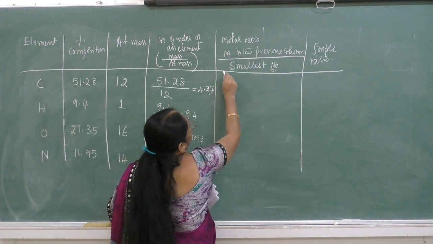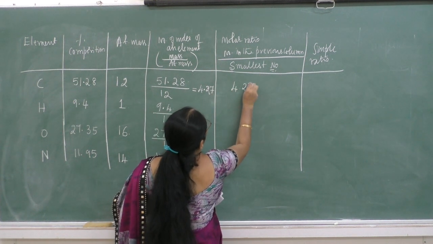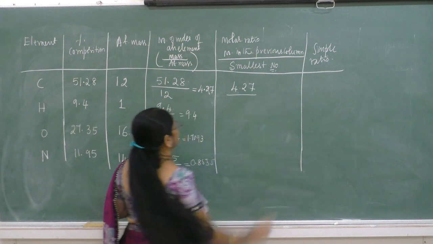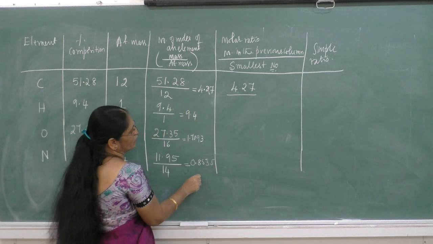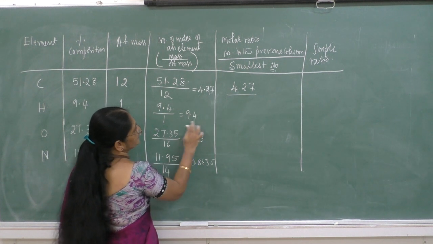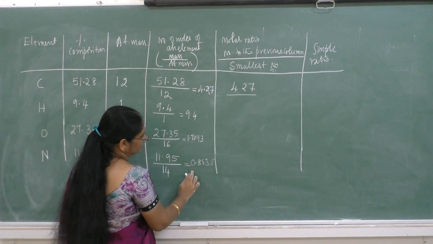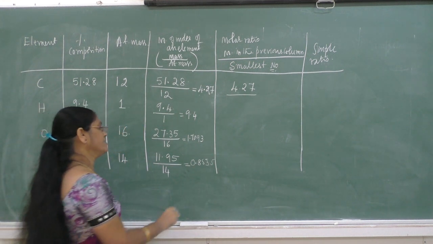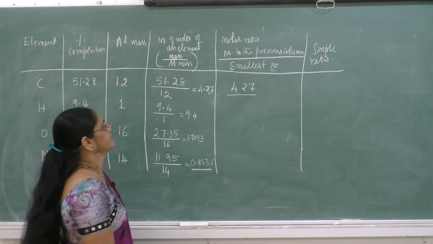This is calculated by dividing the number in the previous column by the smallest number. First select the smallest number among these four values: 4.27, 9.4, 1.7093, and the last one, 0.8535. So 0.8535 is the smallest number.